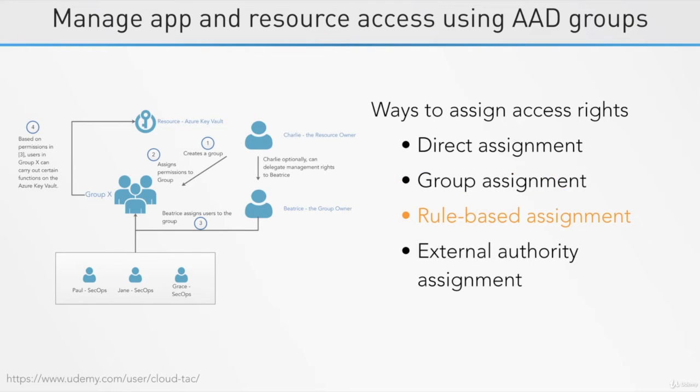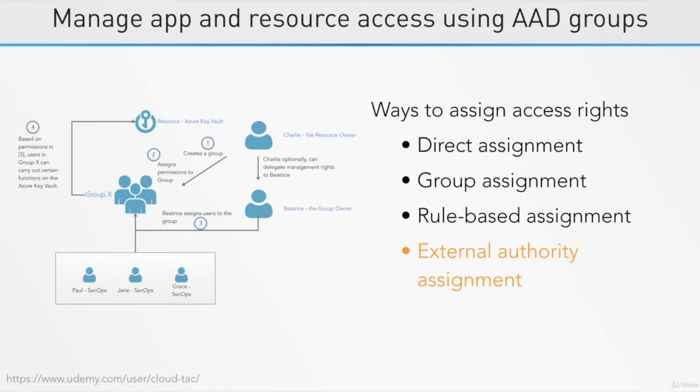With rule-based assignment, the resource owner creates a group and uses a rule to define which users are assigned to a specific resource. This rule is based on attributes that are assigned to individual users. The resource owner manages the rule, determining which attributes and values are required to allow access to the resource.